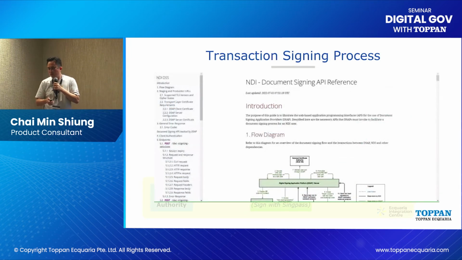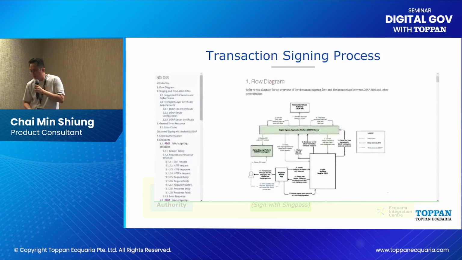So for transaction signing, what you see here is actually NDI's DSS specification. There are quite a lot of things that you have to understand and go through in order to implement your digital signing. You want to do it for yourself, right? Quite tough. So let us do it for you. What you see here, the flow chart, so many things you need to do. We remove all these things for you. Done for you already. All you need to do is onboard with us.